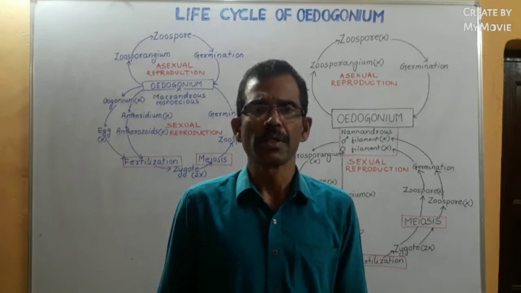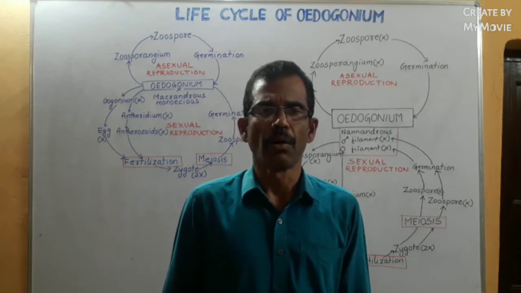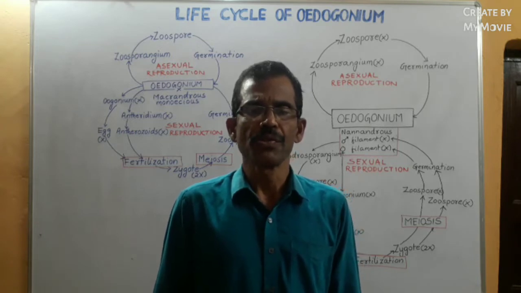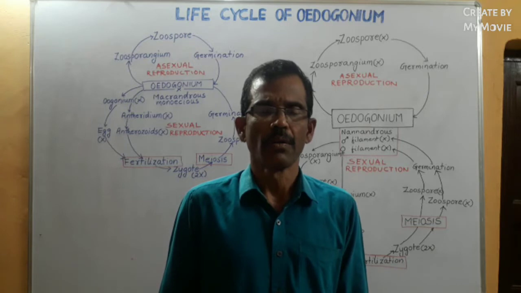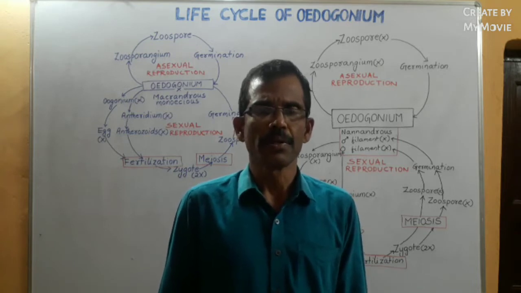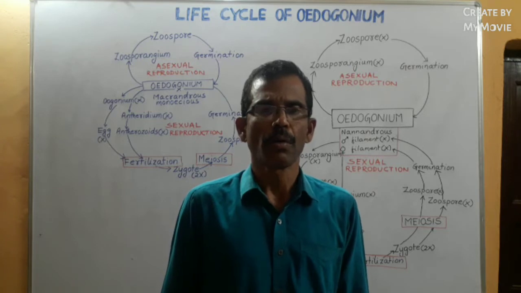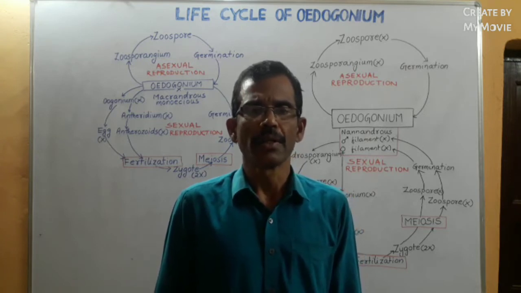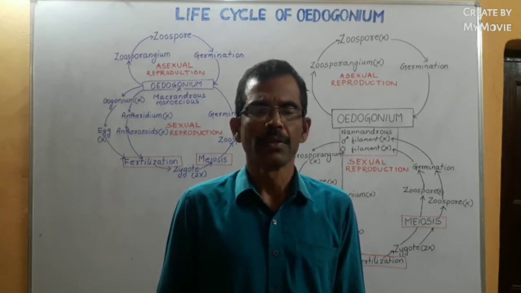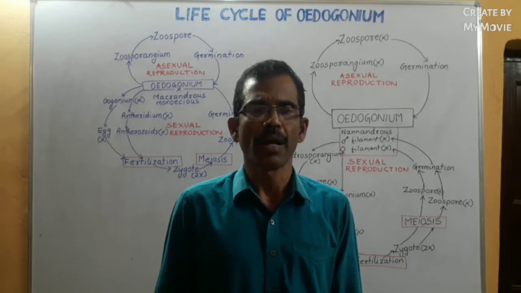Today we are going to discuss the life cycle of various species of Oedogonium. The species of Oedogonium are divided into two different groups on the basis of distribution of sex organs. One is Macrandrous species, the other is Nannandrous species. In Macrandrous species, antheridia are borne on normal size filament, whereas in Nannandrous species, antheridia are borne on short filament known as dwarf male or nannandrium.